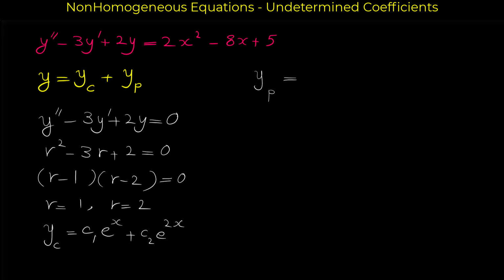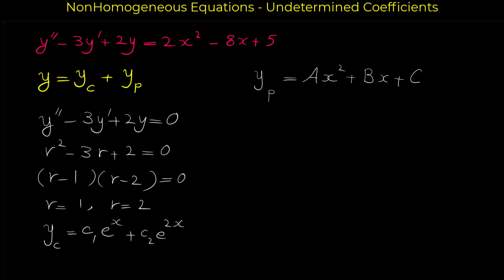But there is a reason behind this guess. Because here is a polynomial, it's reasonable that the particular solution also be a polynomial of the same degree. So, we say the particular solution should be something like ax squared plus bx plus c. But note that we don't know these numbers. We don't know what a, b, and c are. Don't think that a is 2, b is negative 8, or c is 5. No. These a, b, and c are unknown numbers.